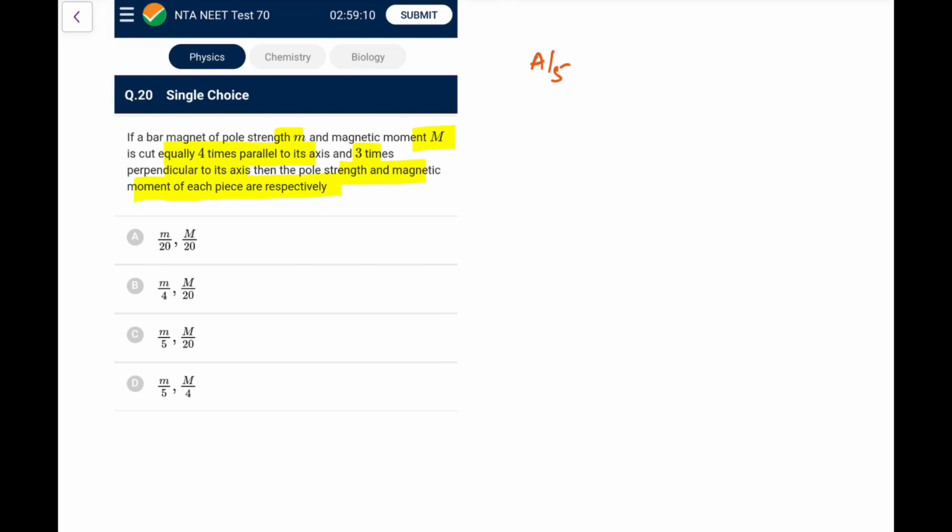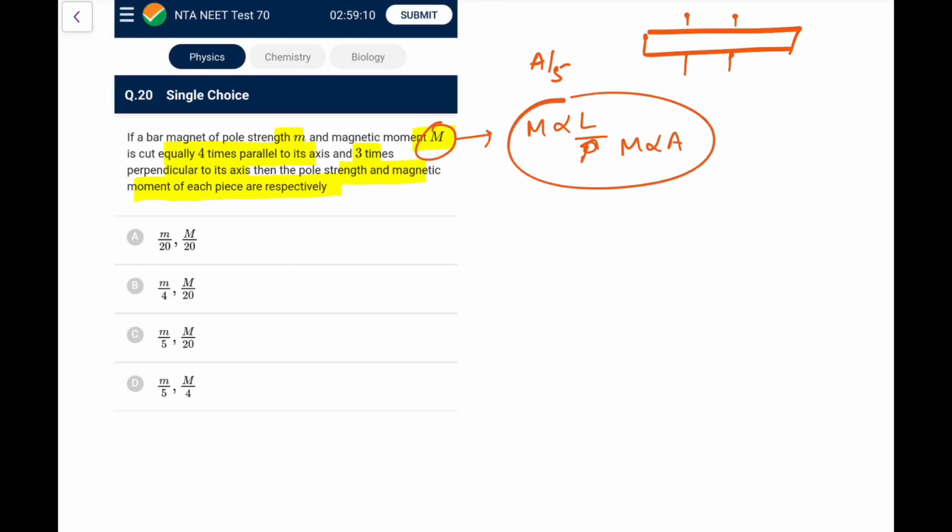And then 3 times perpendicular to its axis means like this. Then the pole strength and the magnetic moment of each piece. So basically this is 5 parts, and 3 times means 4 parts. So basically 20 parts you have made. So the magnetic moment, because M was proportional to L, and M was proportional to A also, so because of both, M will become M by 20 for sure. So the first thing is the magnetic moment will become M by 20.